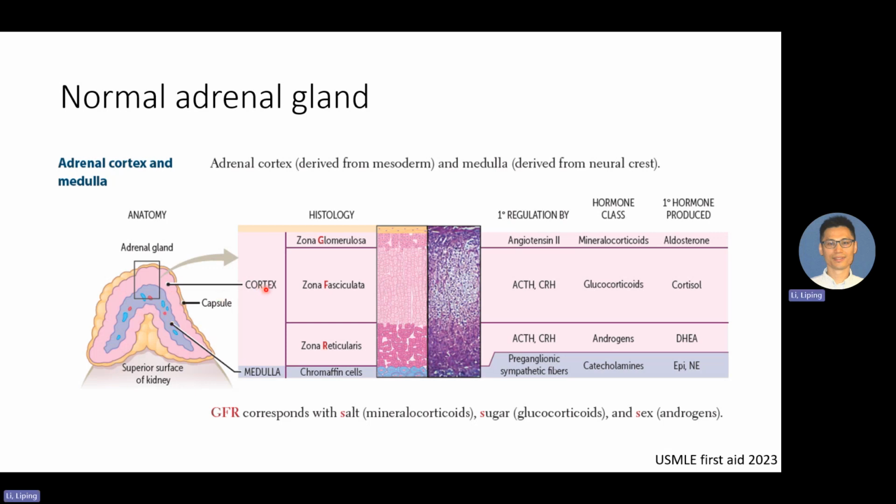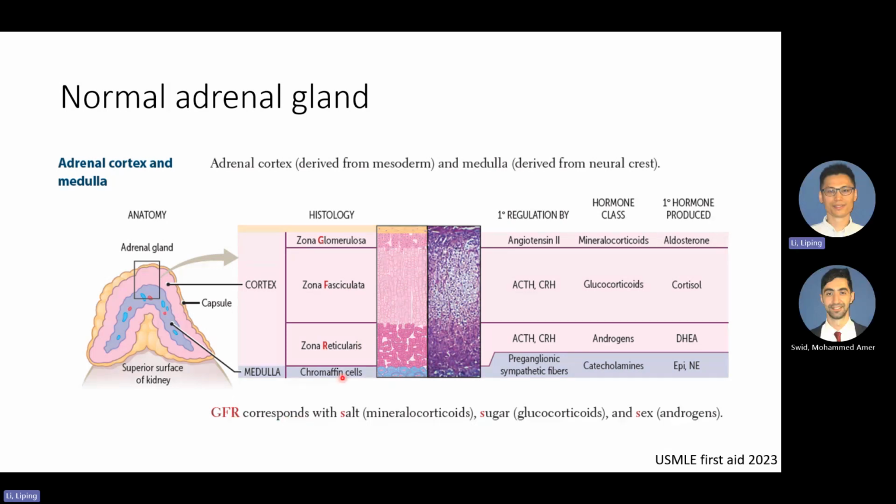So in the H&E staining, we have 3 layers in the cortex. That is our GFR. I think you still remember it from the USMLE. It's the glomerulosa, and the hormone is aldosterone. And then fasciculata, this lipid-rich cell layer, and this layer occupies most of our cortex area. And the hormone is cortisol.